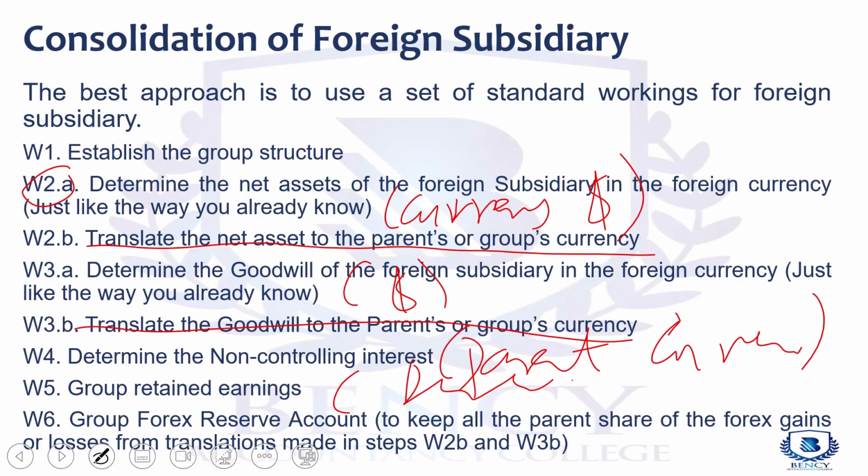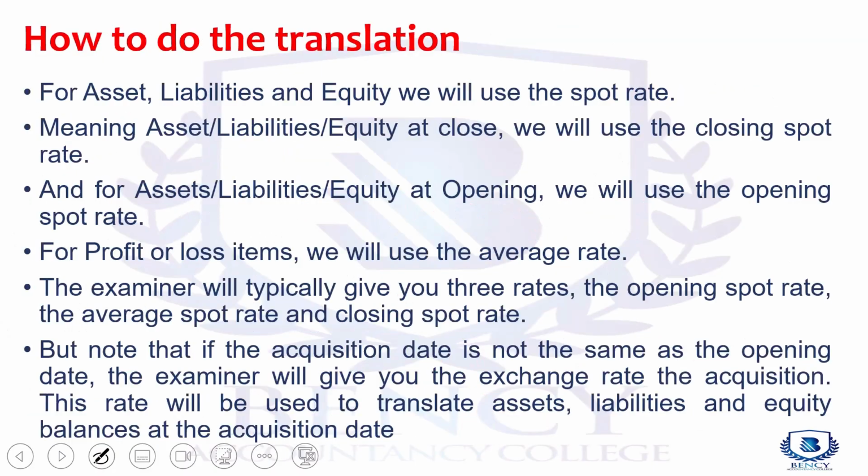So the only new thing that comes in is the workings 2B and workings 3B, and also telling you that the workings 2A, where is the net asset acquired of the foreign subsidiary, will be determined in the foreign currency, and the goodwill will also be determined in the foreign currency. Then we will translate our net assets into the presentation currency or the group currency, and also translate the goodwill into the presentation currency or the group currency. So let's look at how that translation will be done.